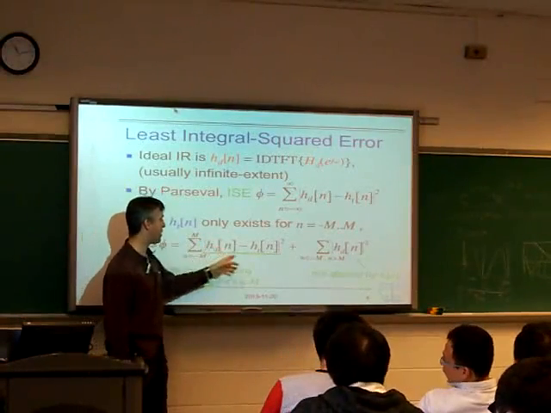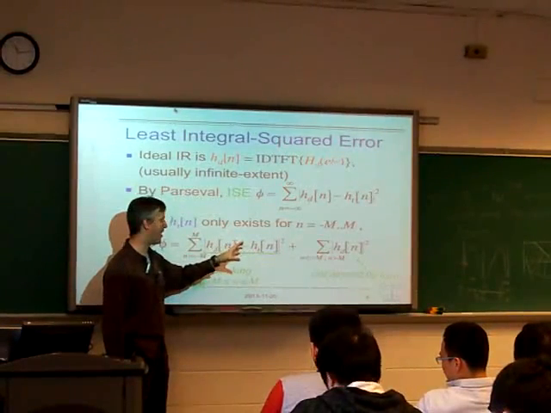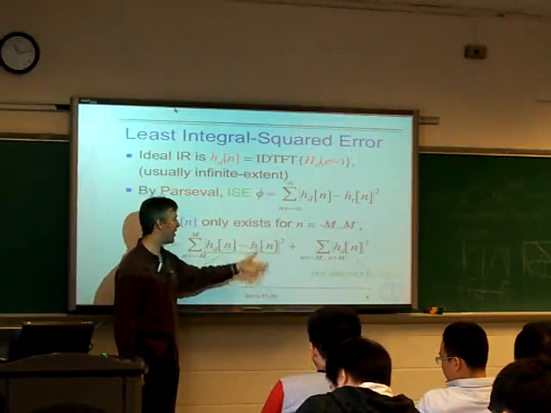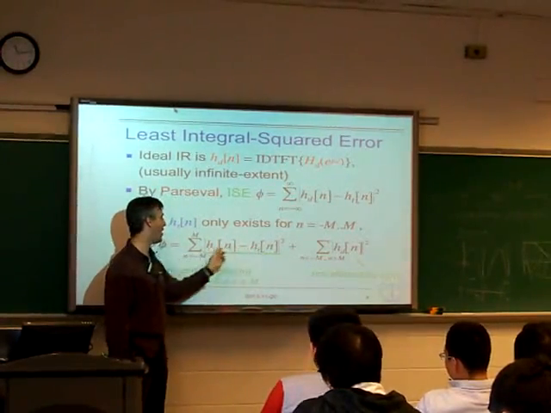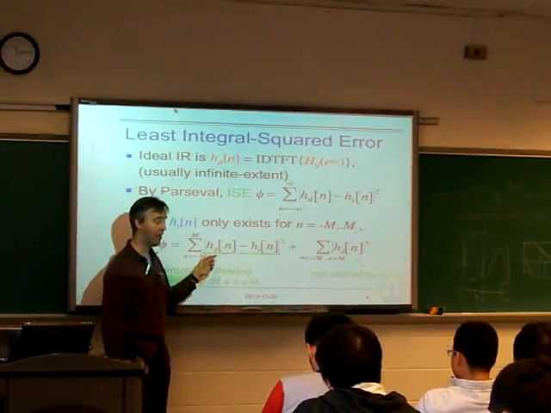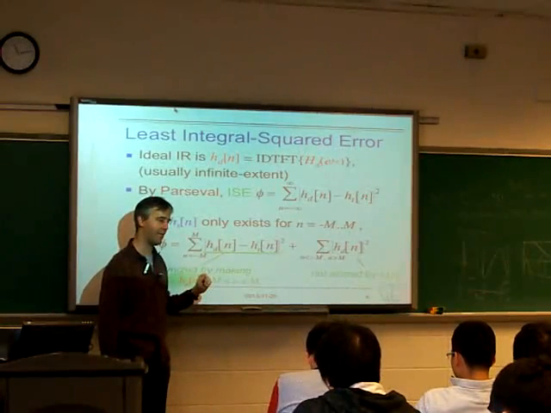So to try and minimize this, there's no derivatives or hill climbing here. It's just like, I can minimize this just by making these two equal. If I make ht of n equal to hd of n for each value of n, then I've got this thing set to 0, so I'm already at my optimum.